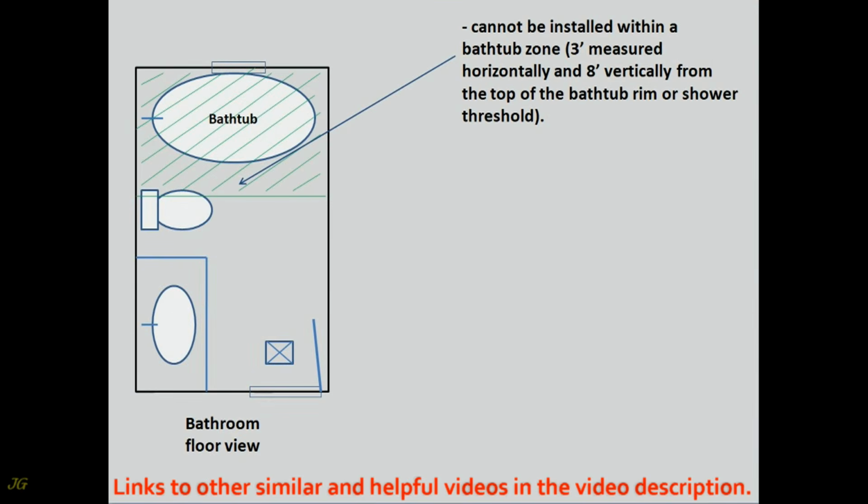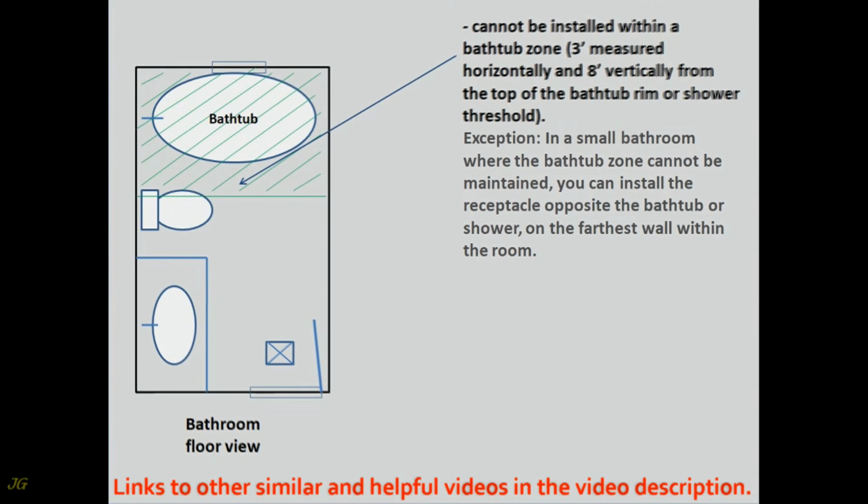Cannot be installed within a bathtub zone, 3 feet measured horizontally and 8 feet vertically from the top of the bathtub rim or shower threshold. Exception: in a small bathroom where the bathtub zone cannot be maintained, you can install the receptacle opposite the bathtub or shower, on the farthest wall within the room.